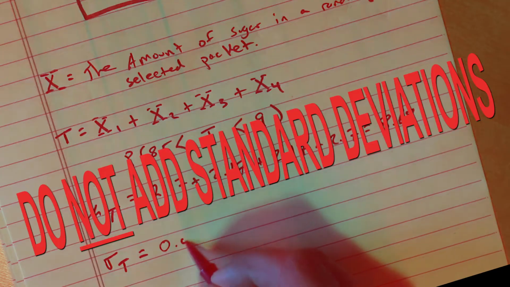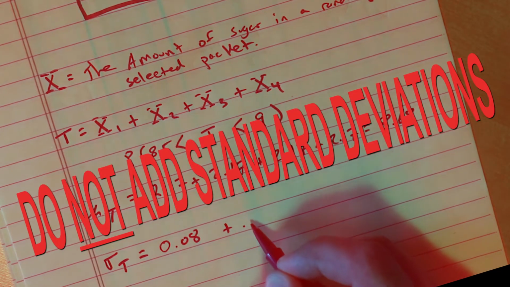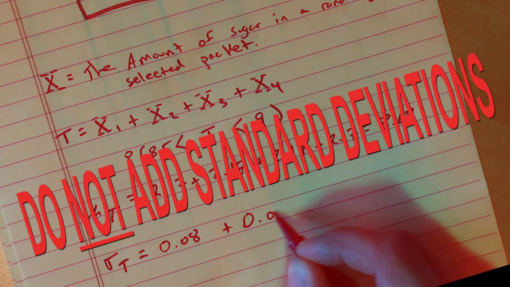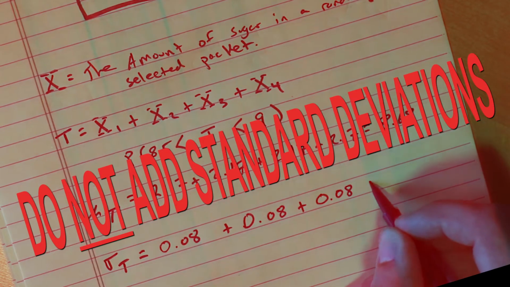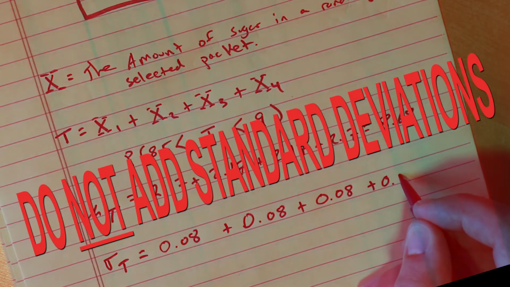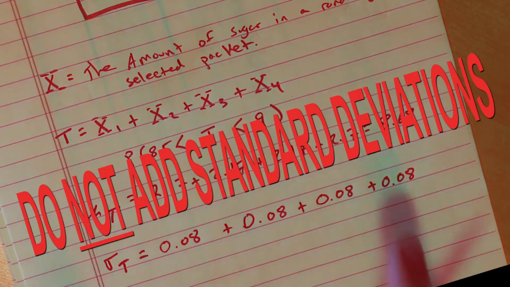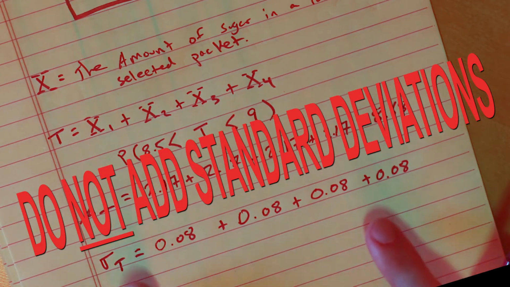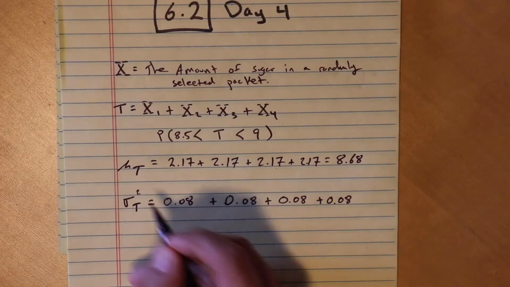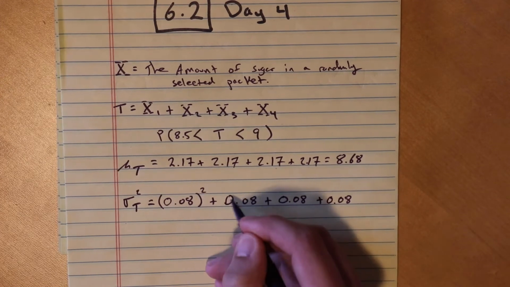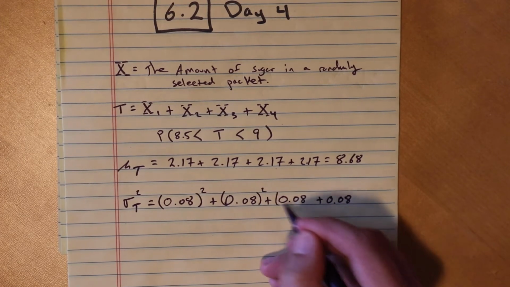This is bad. Never do this. What I'm doing right now, don't do it. This isn't good. Don't do this. This is wrong. What can we add? We can never add standard deviations. We can add variances. Remember, the variance is just the squared standard deviation.